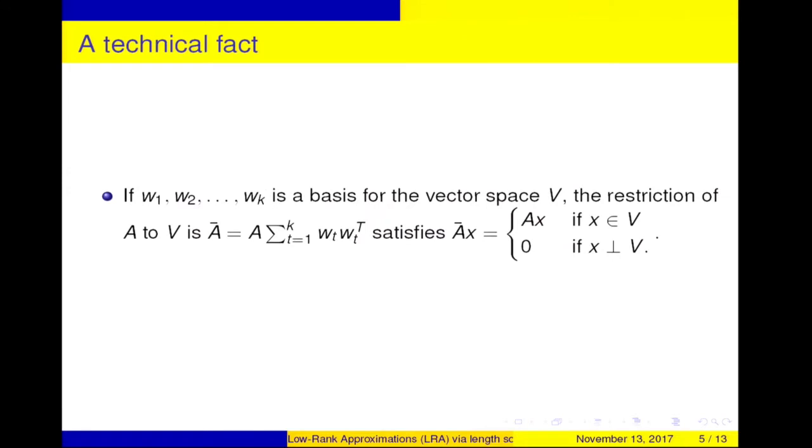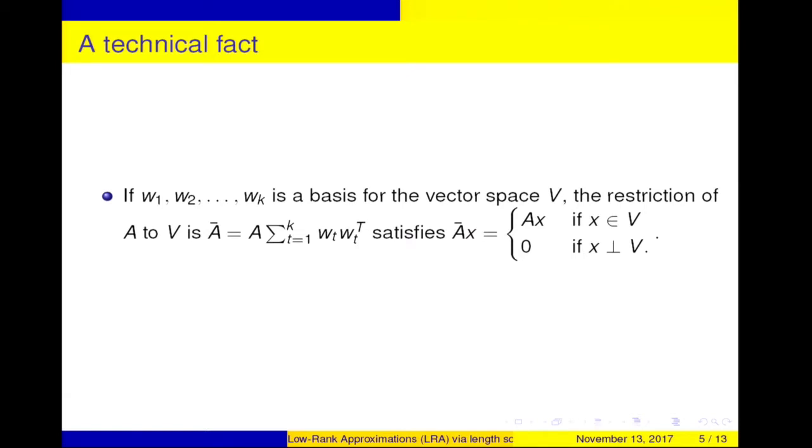Okay, so just a technical fact. This is just a definition of the restriction of a linear operator, or just a linear transformation, to a space. If you have a subspace V spanned by this basis, and I want to take a linear transformation A restricted to V, I just say the restriction is A bar, which is that. It's restriction in the sense that A bar x is the same as Ax if x belongs to V, and 0 if x is orthogonal to V, right? And both are quite clear.